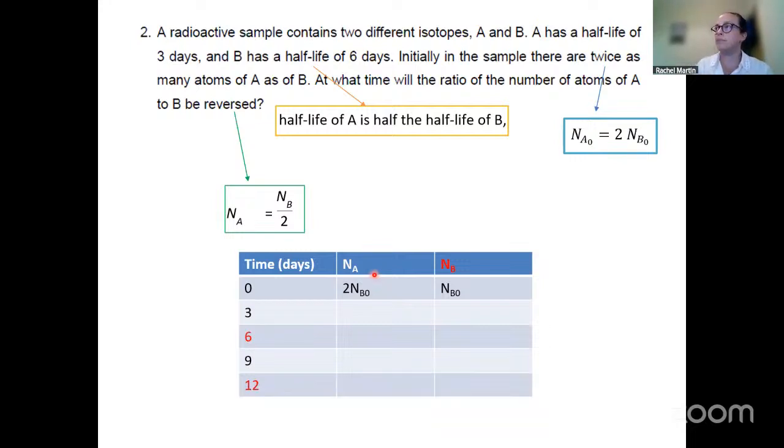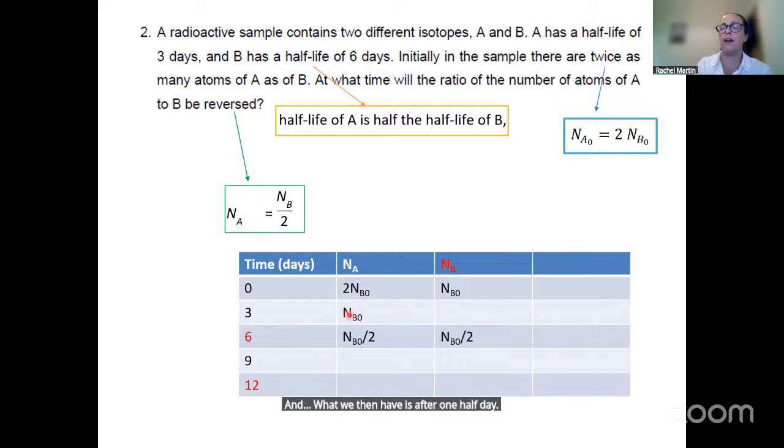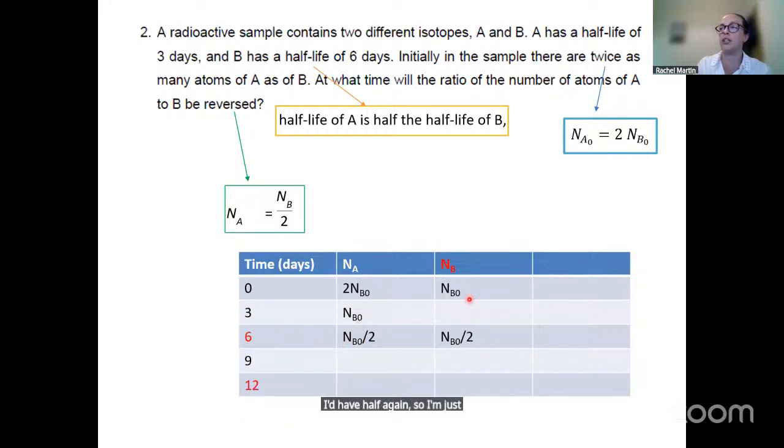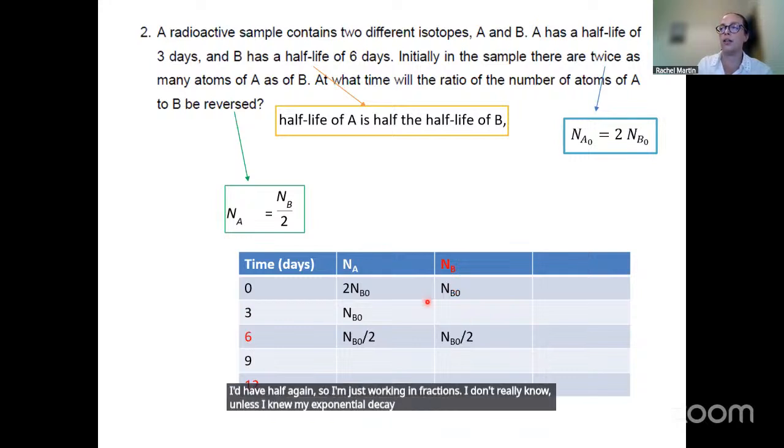And what we then have is, after one half-life, sorry, we have half the number in this box. After another half-life, so that would be after another 6 days, I'd have half again. So I'm just working in fractions. Unless I knew my exponential decay equation, I don't really know how many atoms of B I'd have after 3 days, but I do definitely know I've got half of them, because it's got a half-life of 6 days.